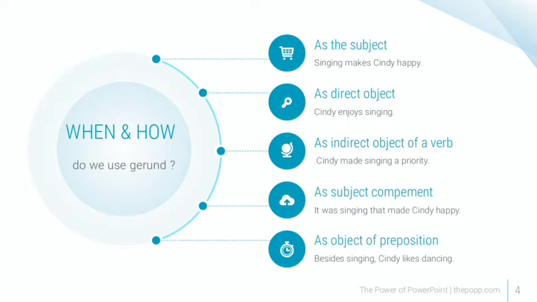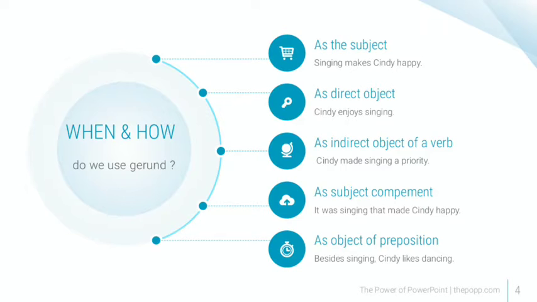Second, gerund can be the direct object. Because a gerund is a noun, it can be the direct object. For example, Cindy enjoys singing. Here, Cindy is the subject of the sentence, enjoys is the verb, and singing is the direct object. Singing is what Cindy enjoys doing.